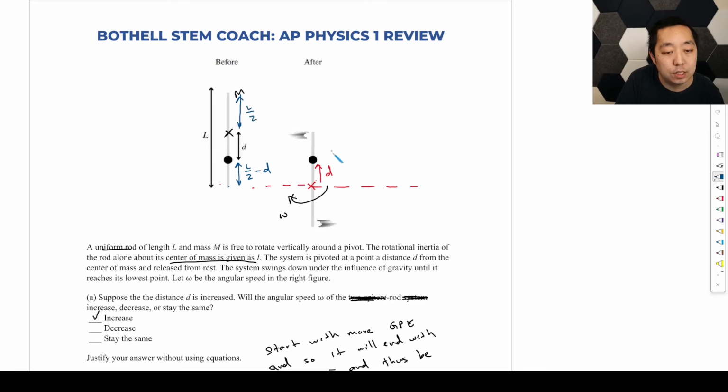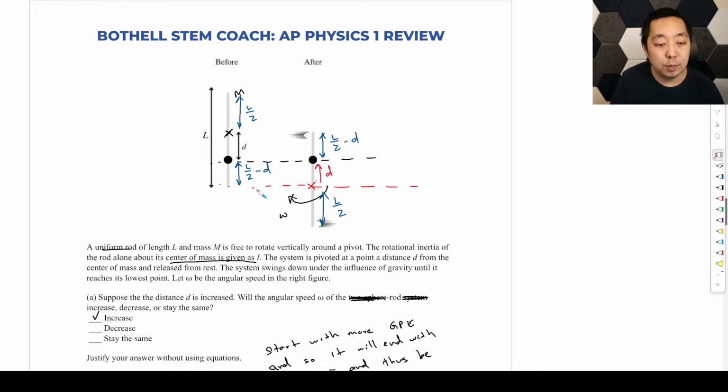And let's just mark the distances over here. This distance is L over 2 minus D. And this distance is also L over 2. Right? And so if these are going to be in the exact same spot, here and here, maybe the easiest thing to do is look at the reference height as being there, and anything above there is going to be the gravitational potential energy.